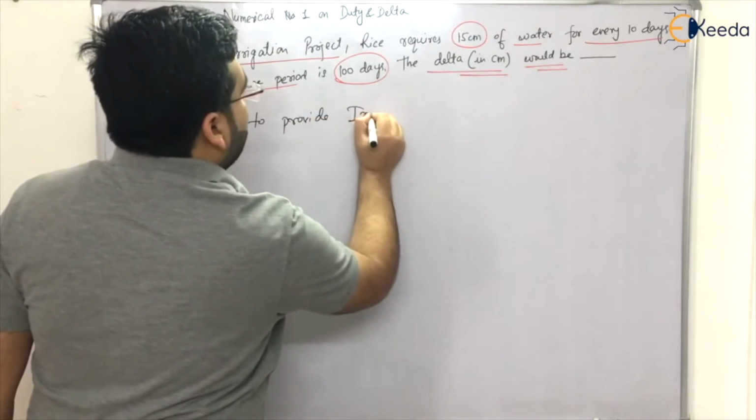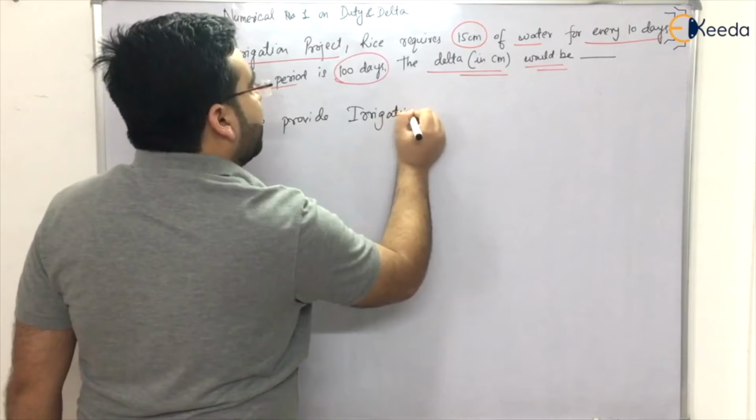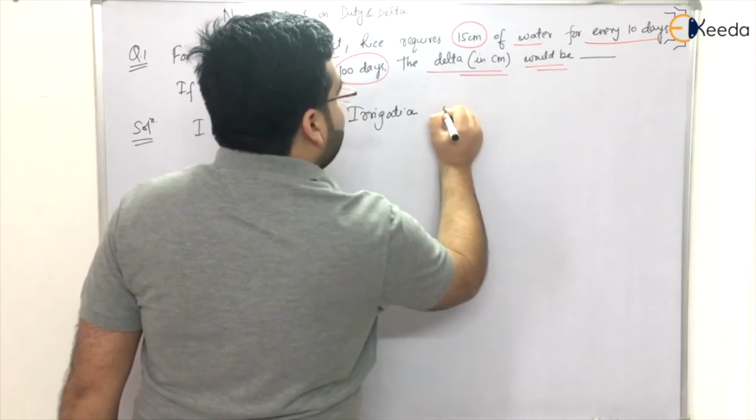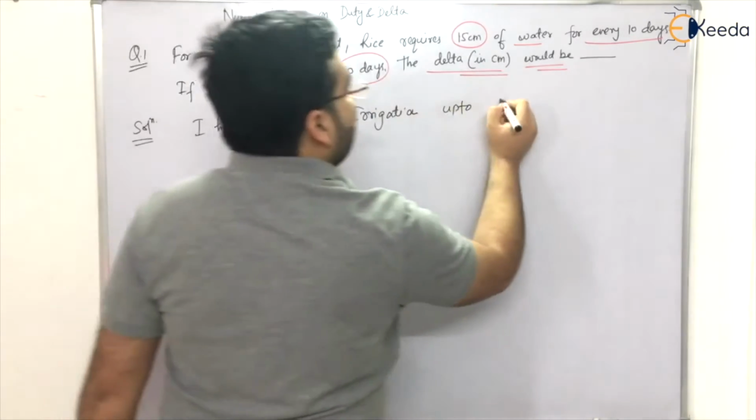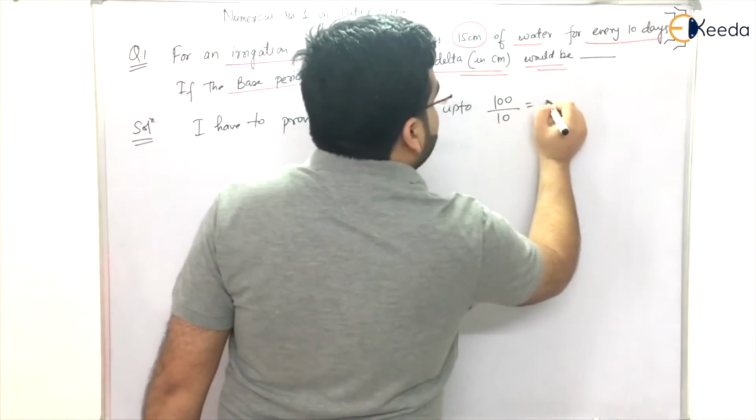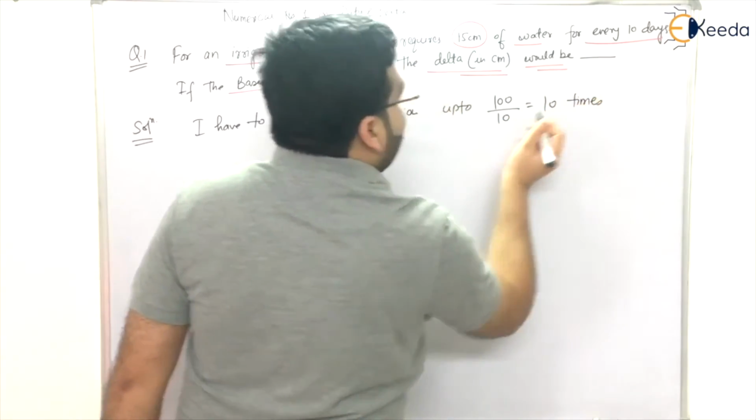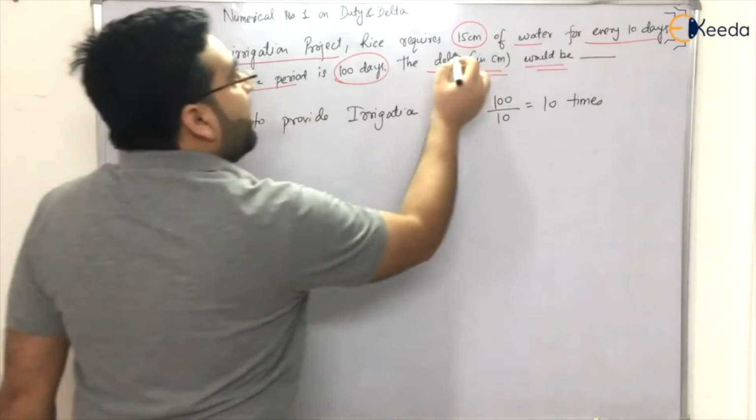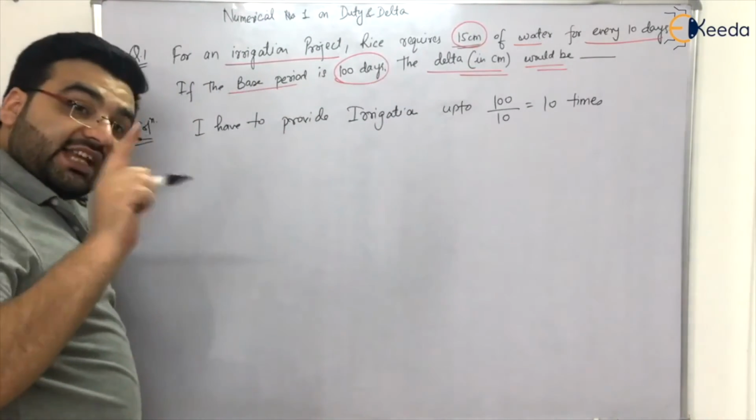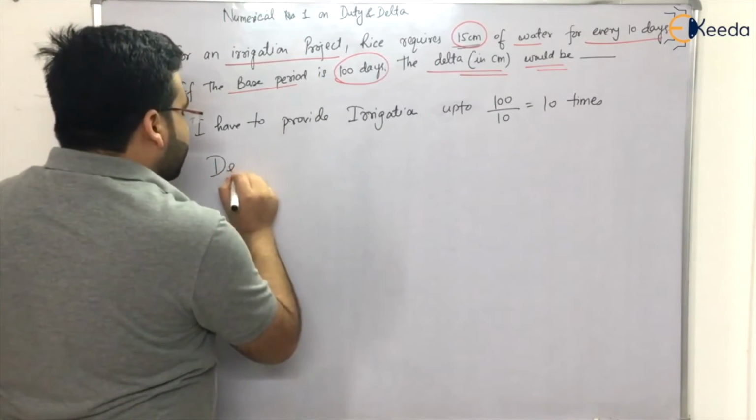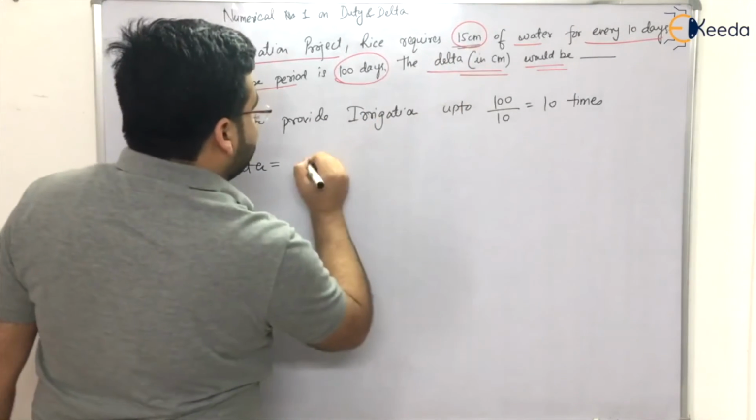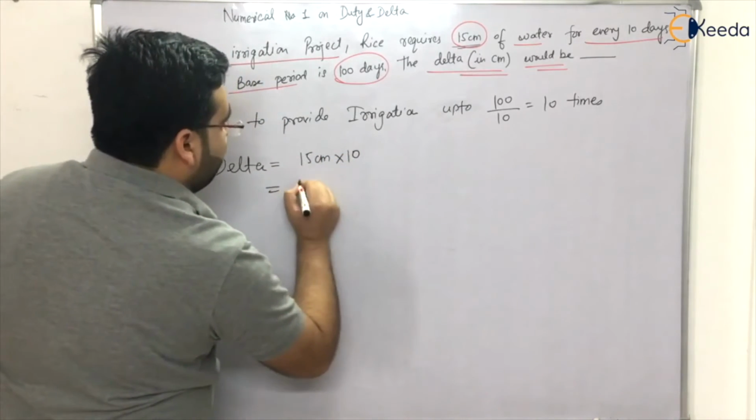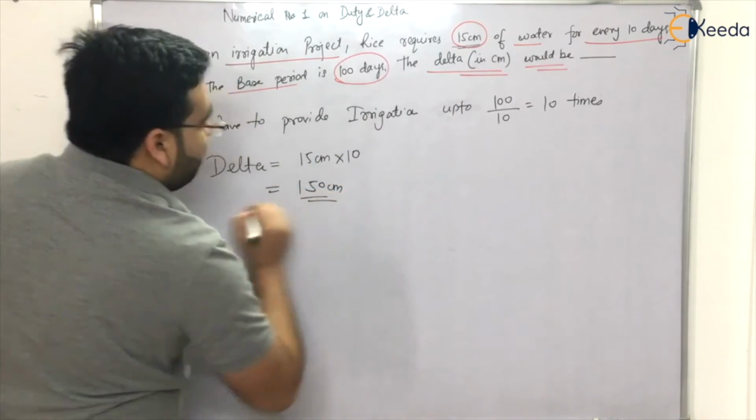irrigation water. I have to provide irrigation up to 100 divided by 10, that is 10 times I have to do the irrigation of that particular field. So 10 times I have to do the irrigation, and in a single time I am providing 15 centimeter of water, right? So delta will be equal to, single time is 15 centimeter and I am providing this irrigation 10 times, right? So the total delta will be equal to 150 centimeter.